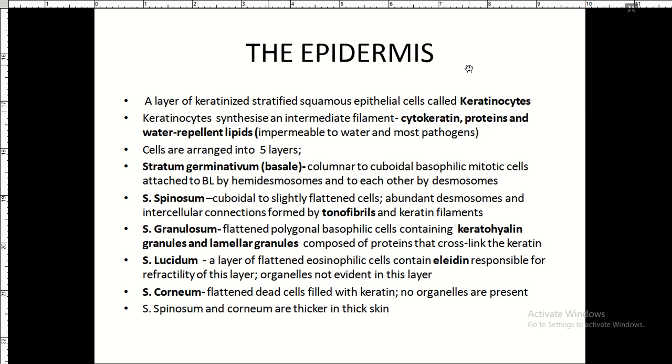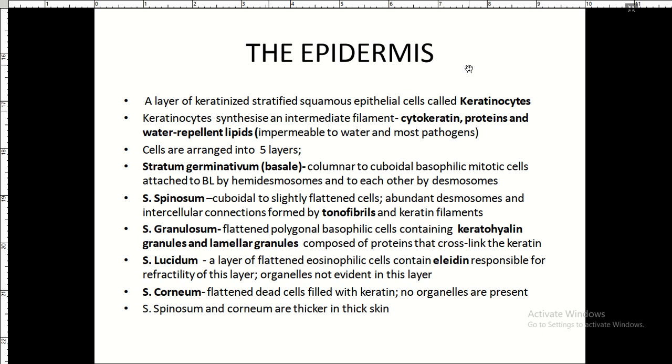From the stratum germinativum, we have the stratum spinosum. From the word spinosum, it means spikes. So what happens is this: the cells of the stratum germinativum undergo mitosis, moving superficially, and they are loaded within this space. As they move superficially, they have a polygonal or cuboidal structure. And these cells begin to secrete keratin filaments and what you call tonofibrils.